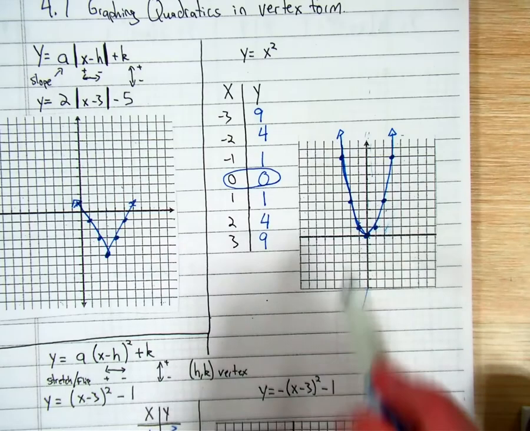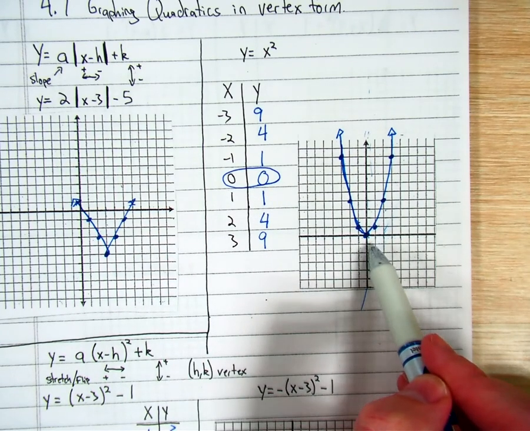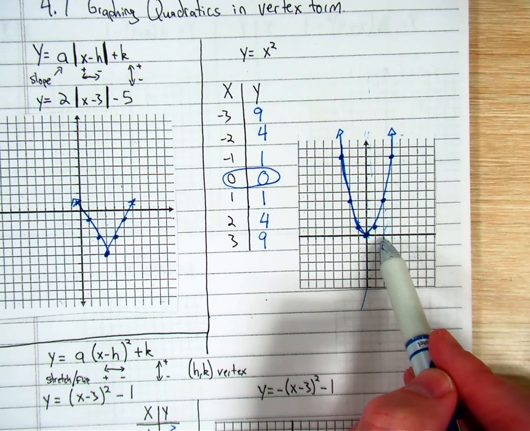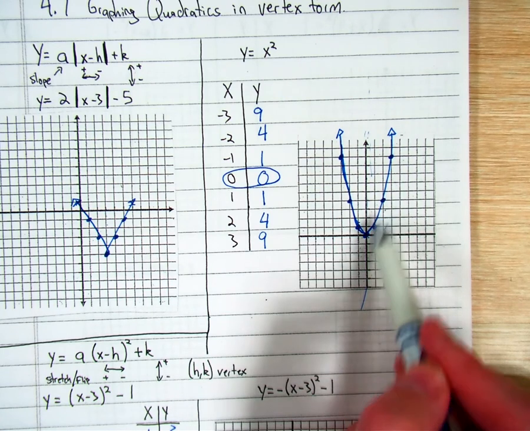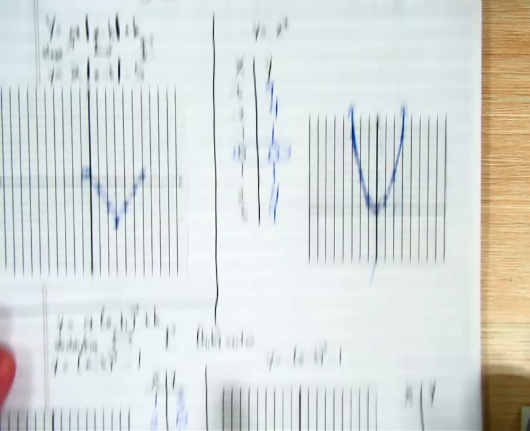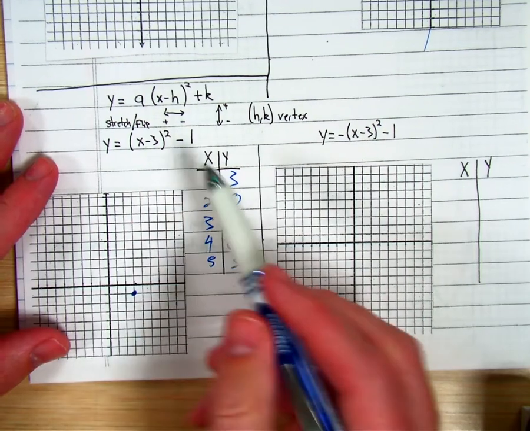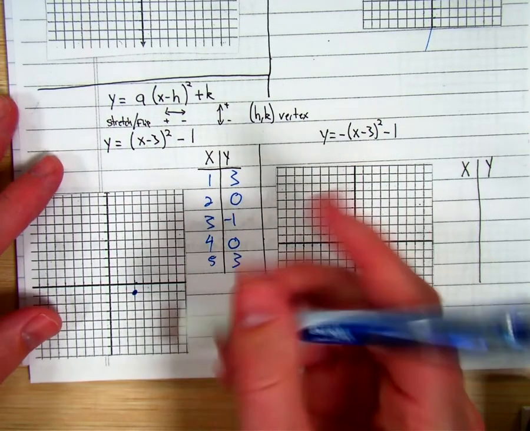Or we can kind of just copy this pattern. Over 1, 1 squared is up 1. Over 2, 2 squared is 4, go up 4. Over 3, 3 squared is 9, so go up 9. You can follow that pattern from wherever your vertex is. It doesn't have to be at 0, 0.